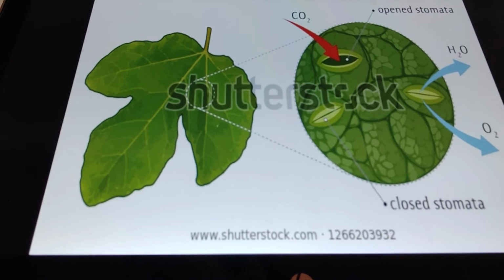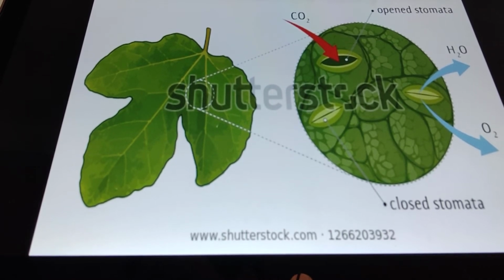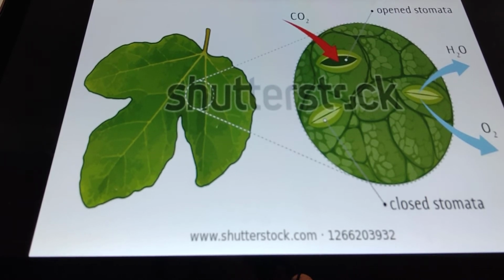Now children, as I said, the stomata are present at the lower surface of the leaf. So the leaves of land plants contain stomata on the lower surface, while the leaves of aquatic plants contain stomata at the upper surface.